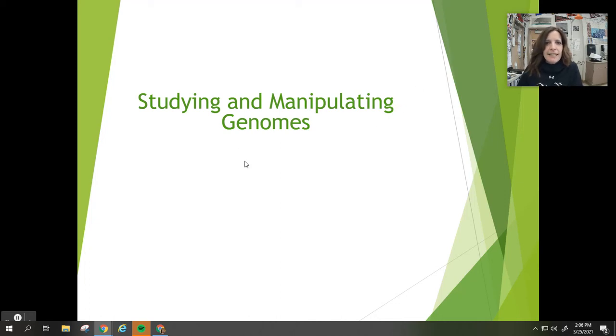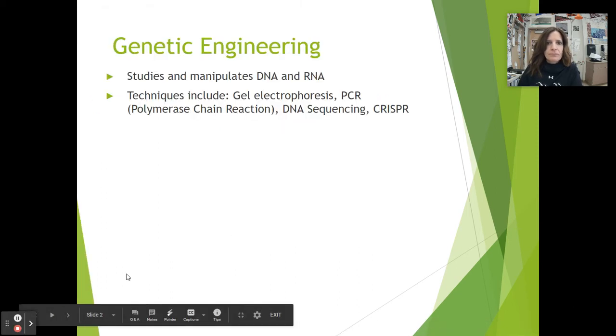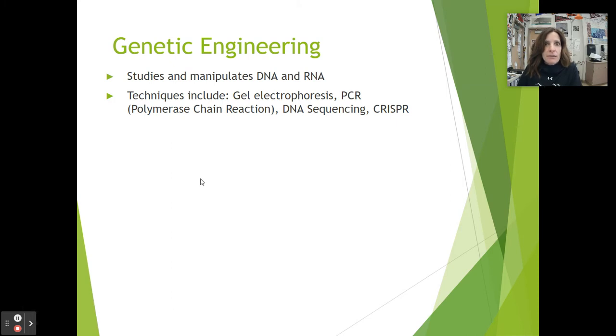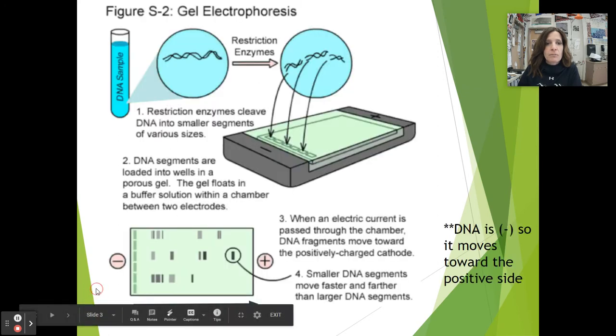Hey everybody, today we are going to learn about biotechnology, studying and manipulating genomes. So genetic engineering is an amazing field, and it is the step where we study and manipulate DNA and RNA. Some techniques that are included are gel electrophoresis, PCR, which is polymerase chain reaction, DNA sequencing, and CRISPR.